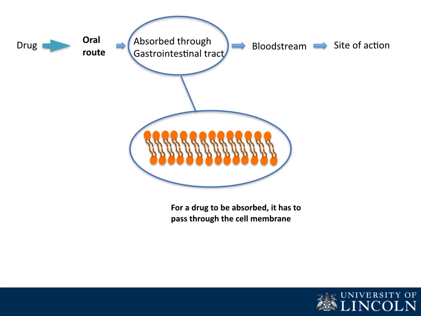So the drug is taken by the oral route and it goes into the gastrointestinal tract. From there it is absorbed into the bloodstream, and from the bloodstream it will go to the site of action. For the drug to be absorbed into the bloodstream through the gastrointestinal tract, it has to pass through cell membranes.